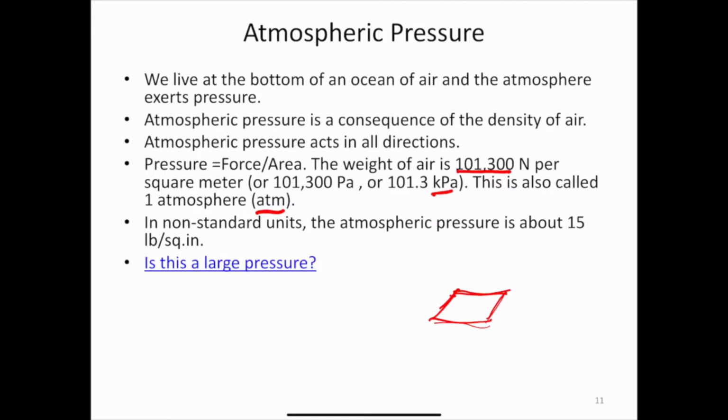You know that pressure is simply force divided by area. So if you measure force in pounds, and if you measure area in square inches, then you get a new unit of pressure. It's pounds per square inch. That's called PSI. So in PSI, that's about 15. The atmospheric pressure is about 15 pounds per square inch. Right? Okay. Is this a large pressure?